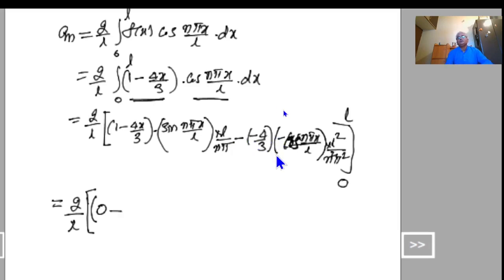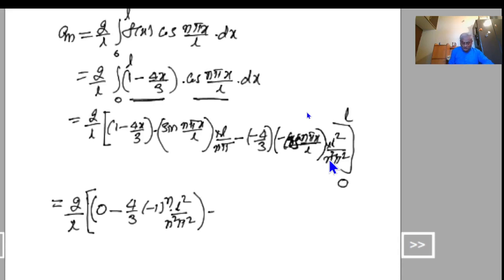And if I put x equal to L here, the L gets cancelled. I am getting cos of n pi. Cos n pi value is minus 1 to the power of n. So this 4 by 3 is here: 4 by 3 into minus 1 to the power of n into L square by n square pi square.